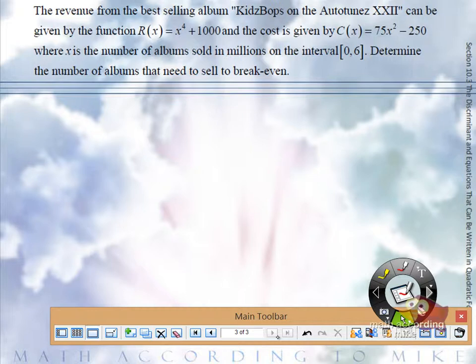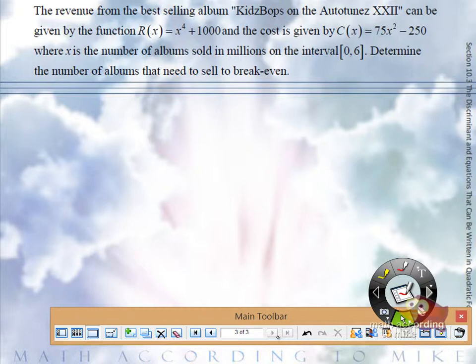Revenue can be given by the function, and the cost is given by another function, where x is the number of albums sold in millions, on the interval from 0 to 6. Determine the number of albums that need to be sold to break even.